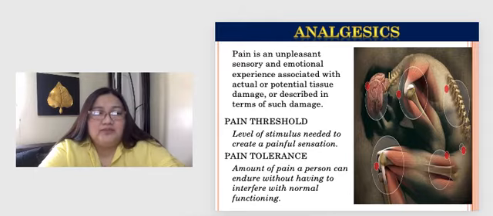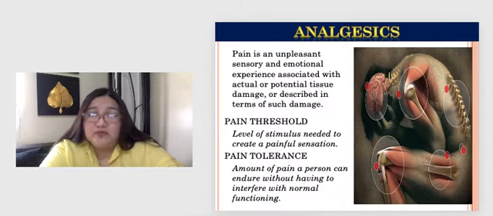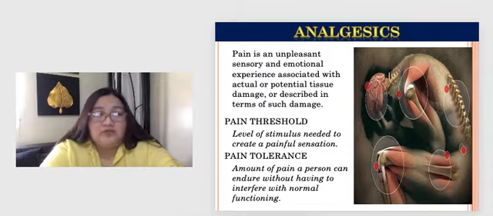Now let us try to know two important concepts when we talk about pain. Yung pain threshold, yan yung level ng stimulus you need to create a painful sensation. Yung pain tolerance naman, it's the amount of pain a person can endure without having to interfere with normal functioning. Ang mga iba-ibang tao, iba-iba ang level ng pain threshold. What may be painful to me may not be painful to someone else.